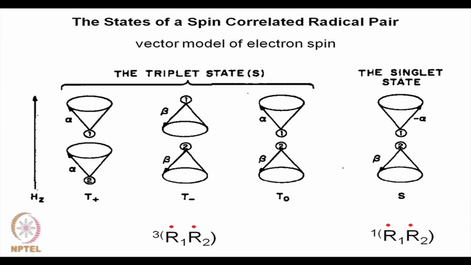So the thing is that this is a linear combination, this is another linear combination. This is a linear combination alpha plus beta, this is beta minus alpha. Why? Because this is minus, in the reverse sense. So you see that this is the singlet state, that is the only description, it is a true spin opposed.